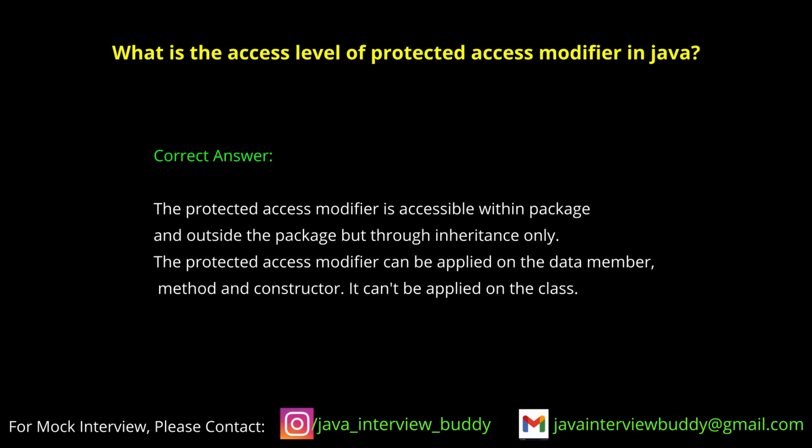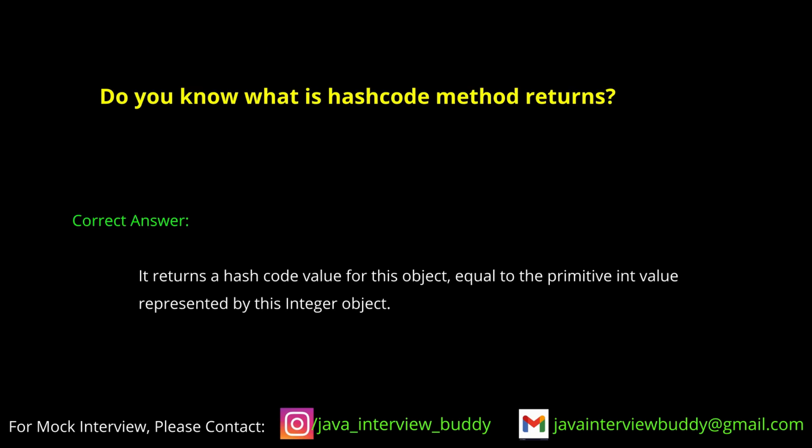Do you know what the hashCode method returns? Yeah, it will return a hash code, which is a unique identification for that particular object, I think. It will return an integer value, and that integer value defines where exactly we are storing it. So for every object there will be a different hash code, a different integer value.